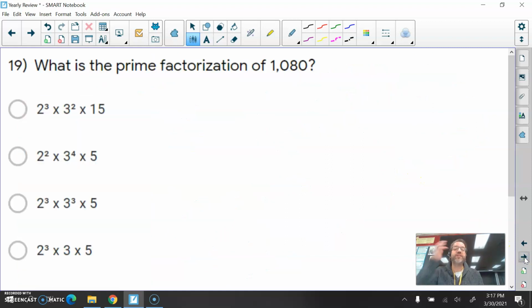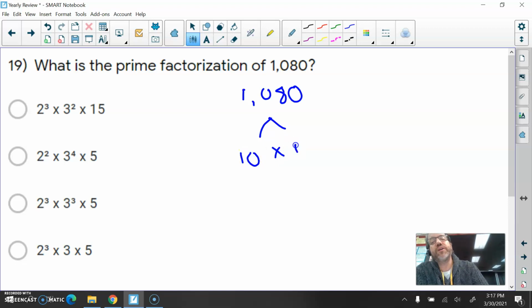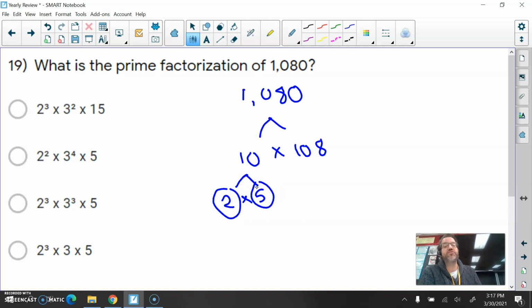All right, number 19. What is the prime factorization of 1080? If you totally forget how to do a problem like this, you could actually just go through each answer choice, solve them, and see which one, when you solve it out, equals 1080. But hopefully you remember to use a factor tree on problems like this. See, it ends in a 0, so I'm just going to take 10 times 108. That would equal 1080. And 10 is 2 times 5. These are both prime. So I know my prime factorization has a 2 and a 5 in it.